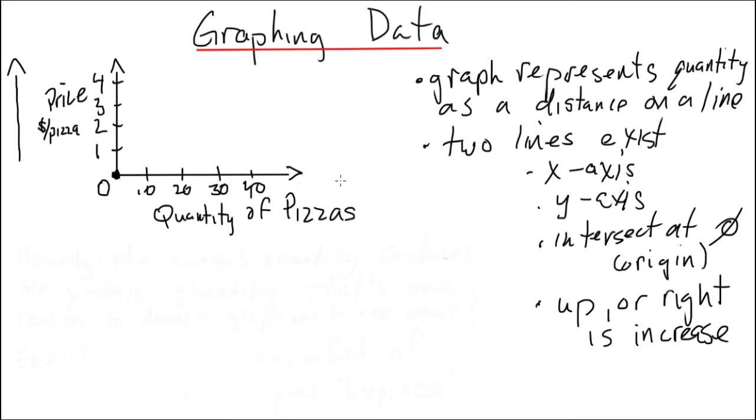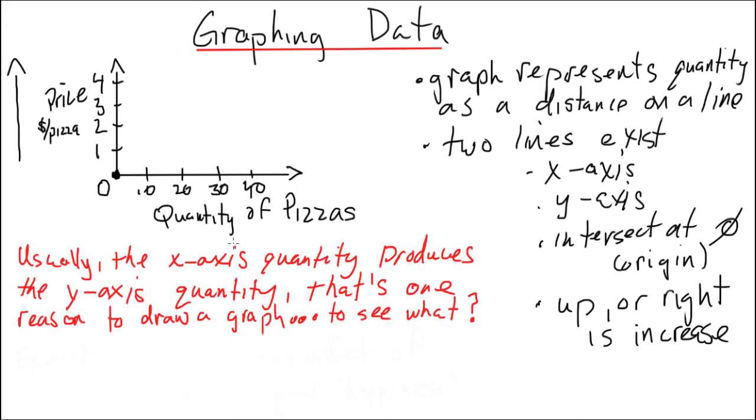quantity of pizzas increases. Usually, the x-axis quantity produces the y-axis quantity. In other words, whichever variable is on the y-axis depends upon the variable on the x-axis. In this case, and on almost every graph you'll see in micro and macroeconomics, this has been reversed. The y-axis variable determines the x-axis variable. This was done to make it easier to understand the graphs or to read them.